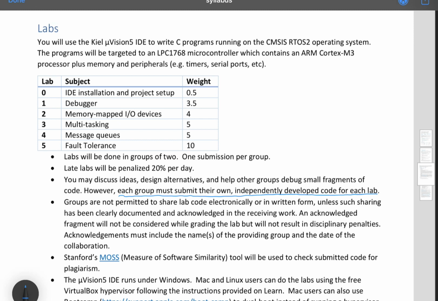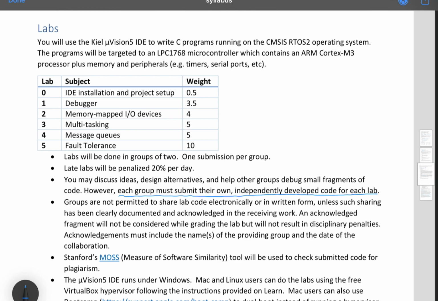Unless the group receiving the code is using any of it in their solution, they have to acknowledge it. They have to document it and make it clear to the markers which work is theirs and which work came from someone else, and it will be up to the graders to determine what portion of the mark that was worth. So you don't want to have to resort to doing that. You want to write all of your own code. You could be dinged pretty severely, but if you do have to borrow code, at least if you have acknowledged it properly with the name of the providing group and the date, it won't result in a discipline case going to the associate dean.